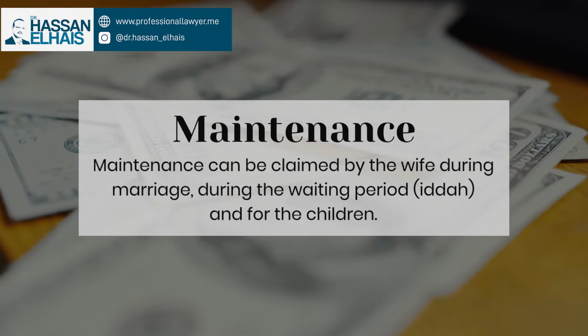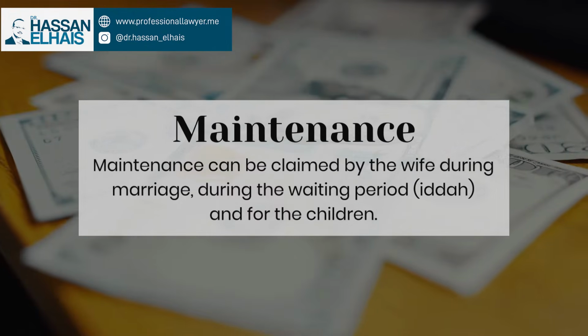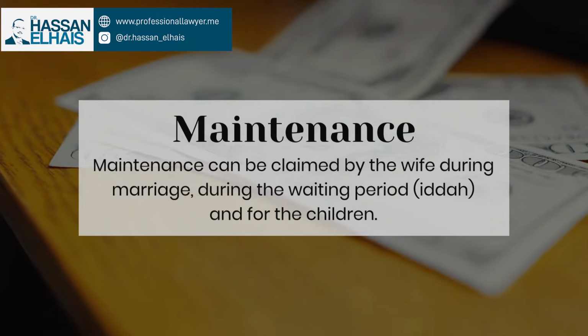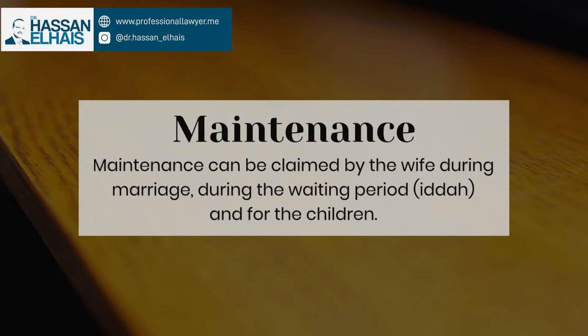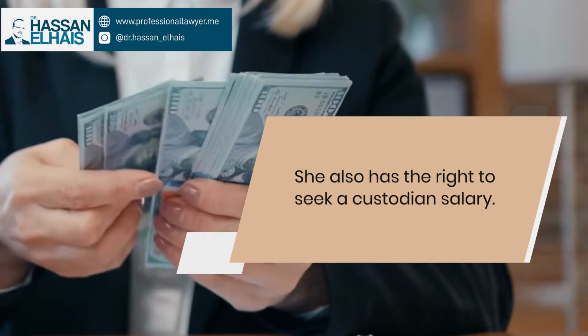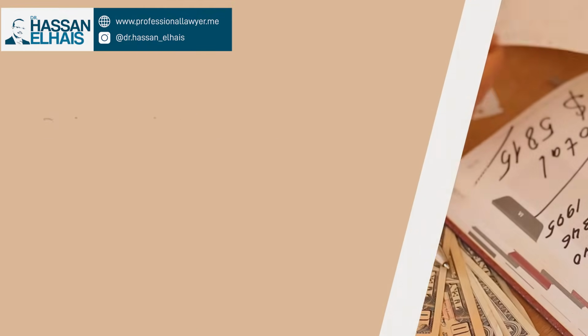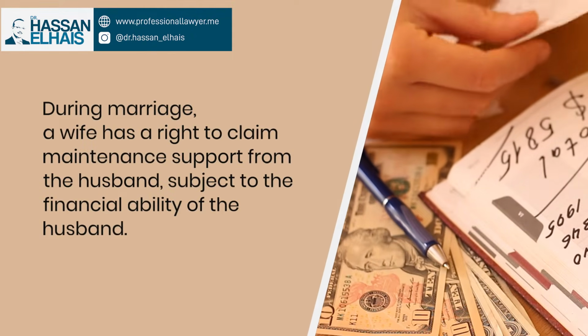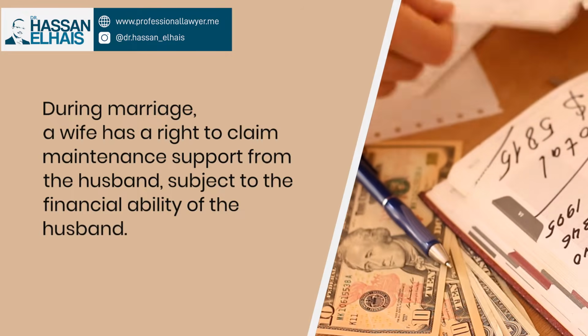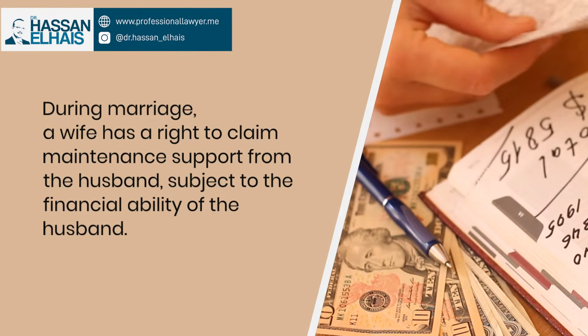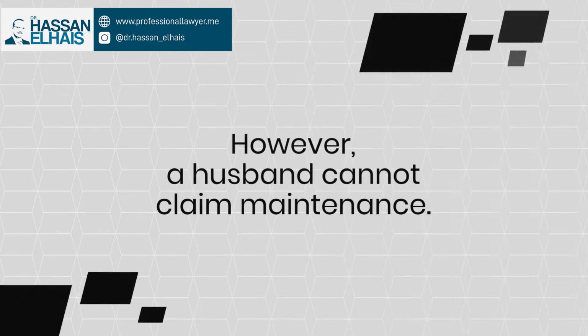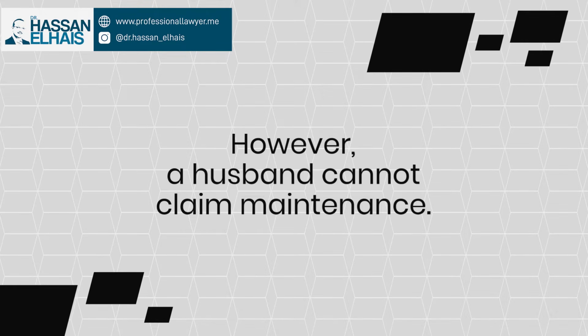D. Maintenance. Maintenance can be claimed by the wife during marriage, during the waiting period, iddah, and for the children. She also has the right to seek a custodian salary. During marriage, a wife has a right to claim maintenance support from the husband, subject to the financial ability of the husband. However, a husband cannot claim maintenance.